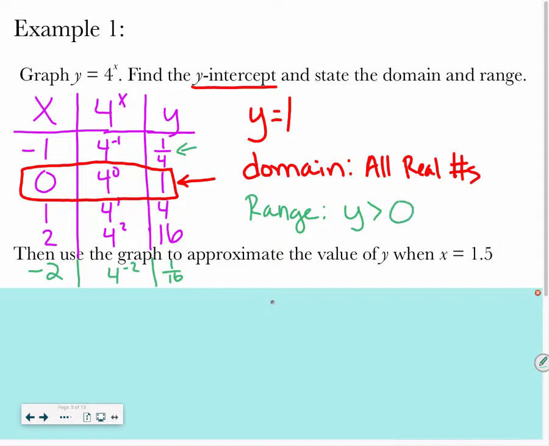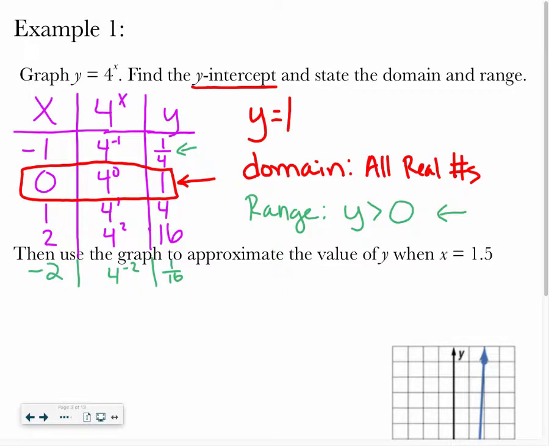But with exponential functions, your range is typically going to be greater than 0. Later on, you'll see graphs that are a bit more challenging. This will change. It won't always be y is greater than 0. But for now, that's going to be kind of our standard. So if I want to graph it, I can just plot those points. To save some time, I have those already plotted for us.